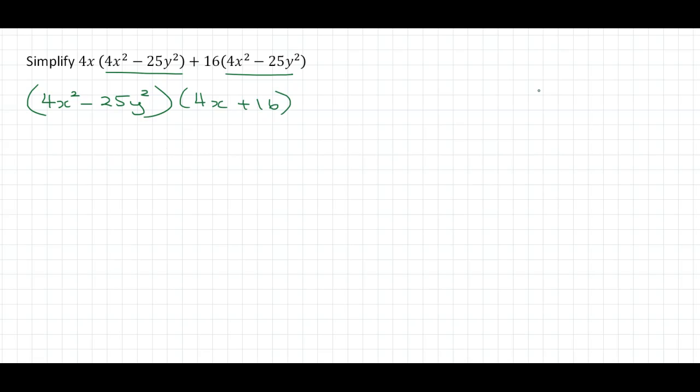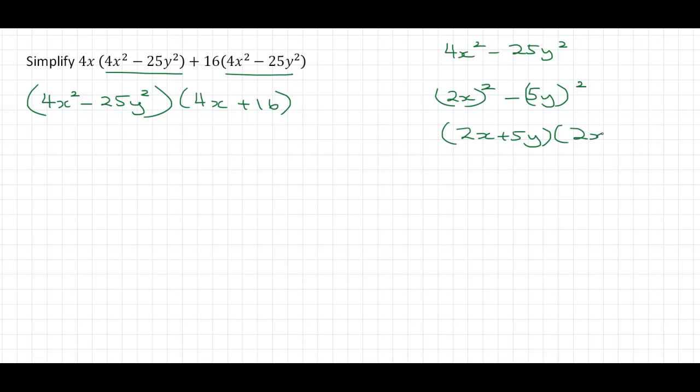Okay, so let's go ahead and look at 4x squared minus 25y squared. We can rewrite this as (2x) squared minus (5y) squared. So using our difference of two squares, this is going to give us (2x plus 5y) multiplied by (2x minus 5y). And then 4x plus 16.